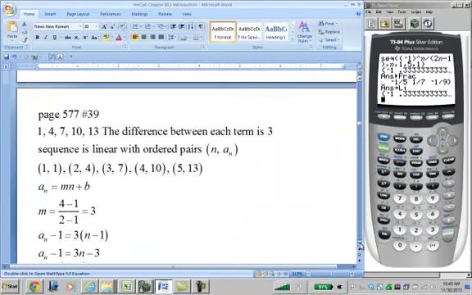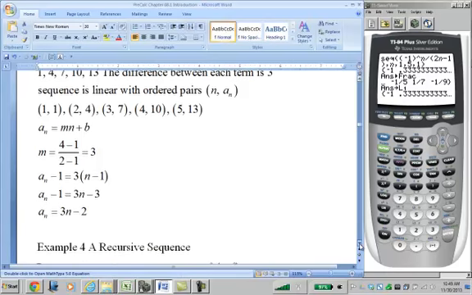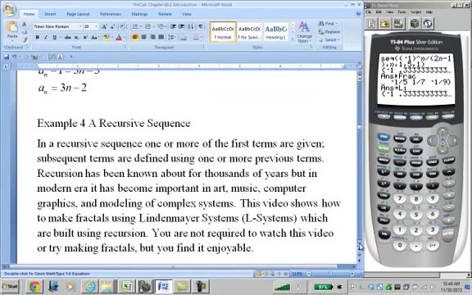Okay, 577, number 39. Okay, the difference between each term is 3. So it's going to be linear again. Here's the ordered pairs. Find the slope. Well, the slope is 3. I don't need to go through that. But I'm just showing it so you know that it does conform to all of the mathematical calculations of a linear function.